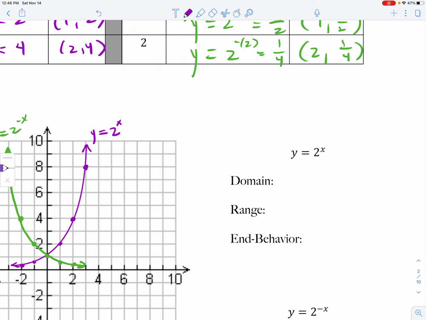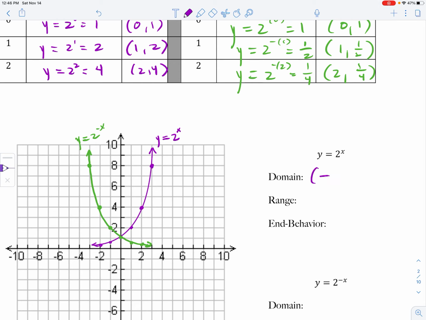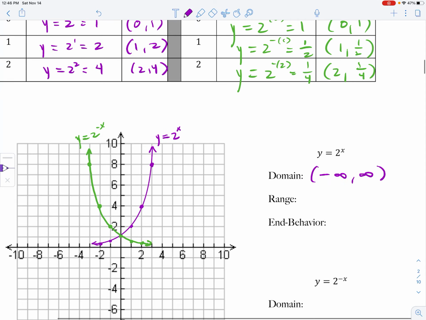And then let's just look at these graphs a little bit closer. Switch back to purple for y equals 2 to the x. The domain, so what values can we plug in for x and still have a real output? Well, the answer is any real number. So the domain would be negative infinity to positive infinity. The range, well, let's think about this.